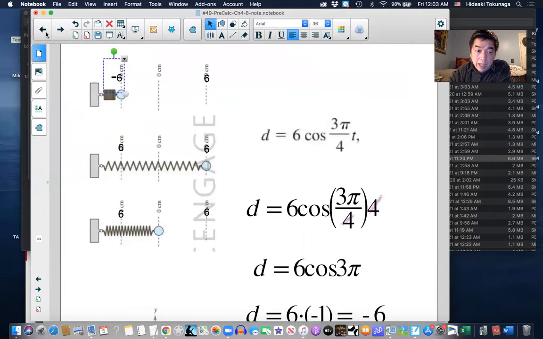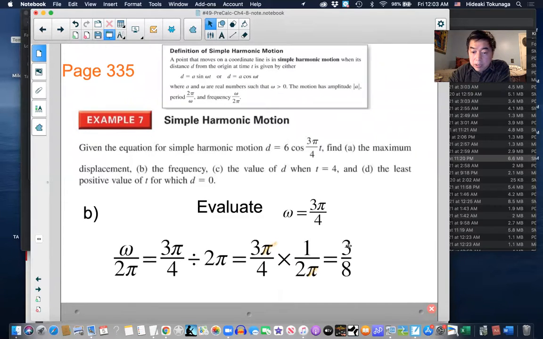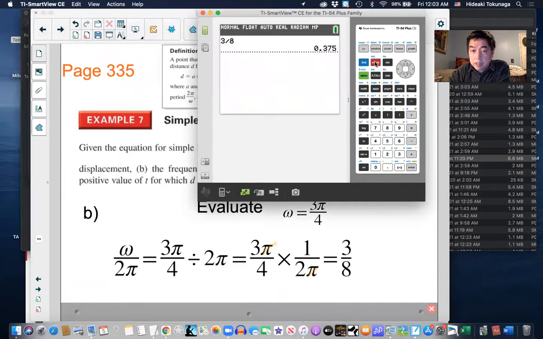That's question A. Okay. Now, B, frequency. All you have to do is plug in here. So omega is 3 pi over 4 divided by 2 pi. So this is what we did, 3 over 8. 3 over 8 on the equation, it's around 0.375. Just remember this value here.